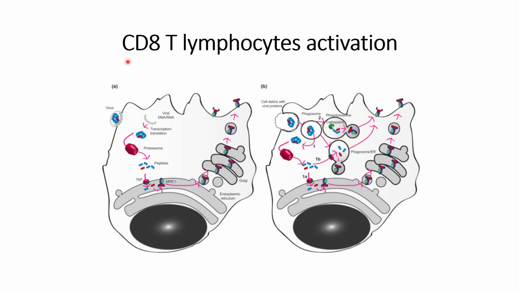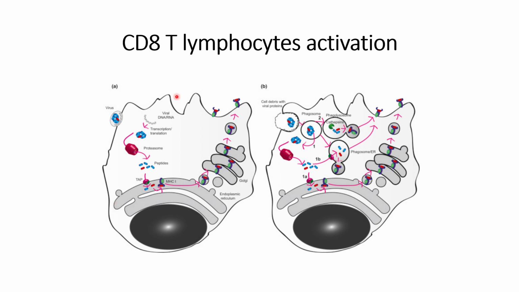In this video we will discuss CD8 lymphocyte activation. That is one of the important lymphocytes that plays an important role in the immune system. There are two different situations shown in this figure by which CD8 plus T lymphocytes get activated. We will go through both of these figures one by one.